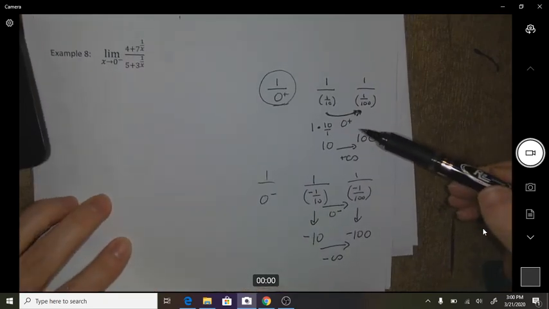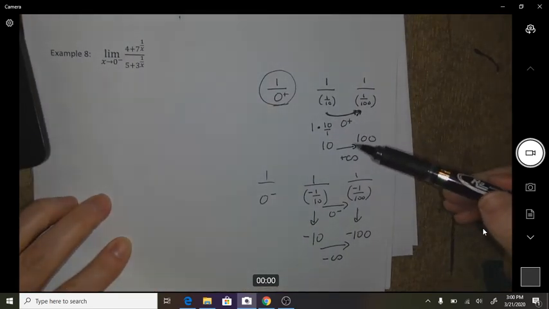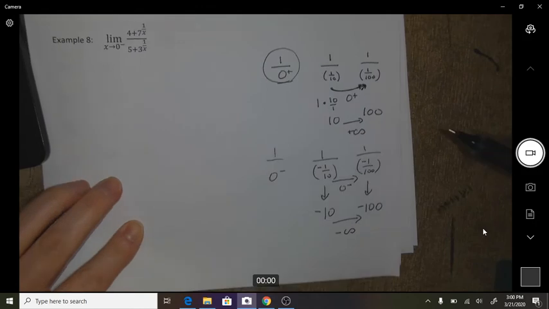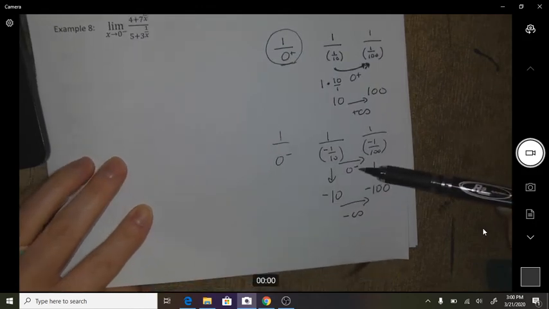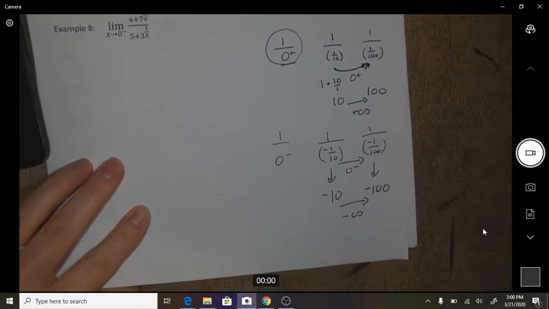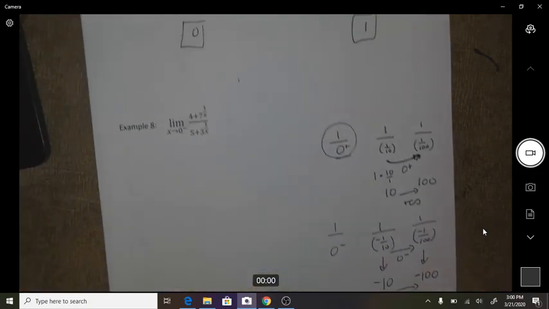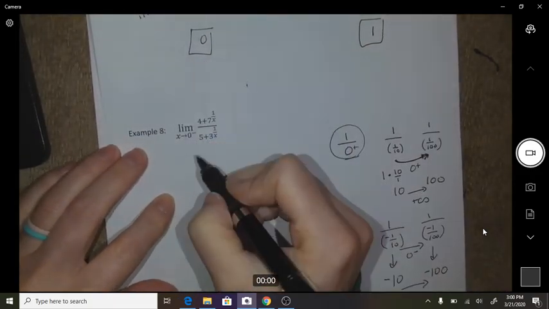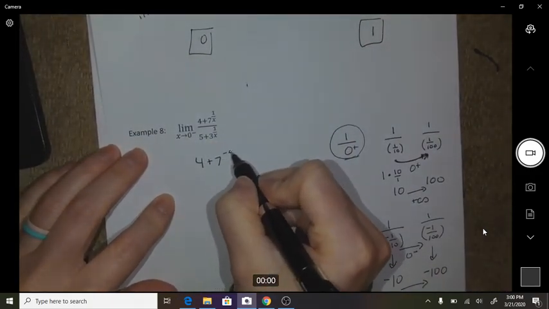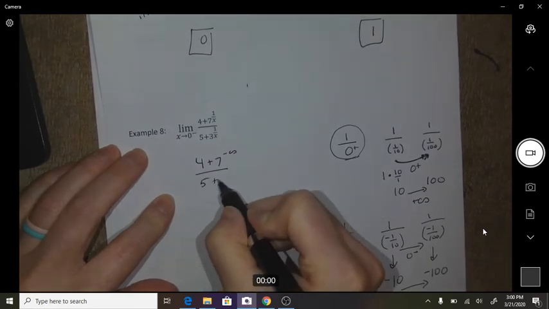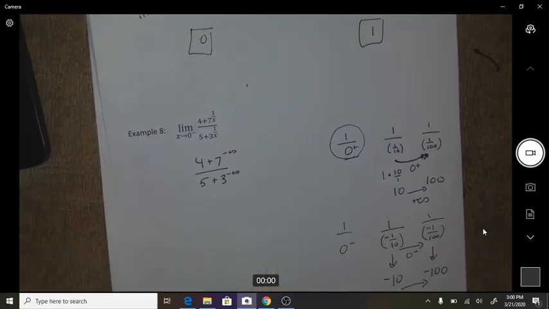So there's your rules. If the bottom approaches 0 from the positive side, you go to positive infinity. If you approach 0 from the negative side here, you go to -infinity. Okay, that's what I'm thinking about now.